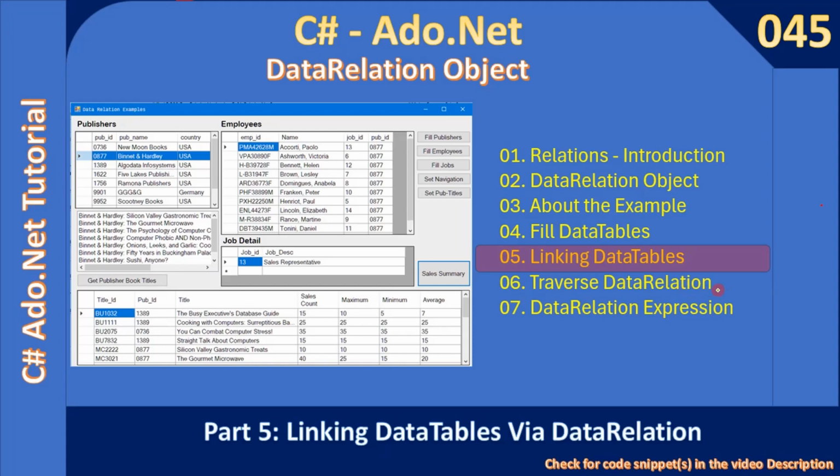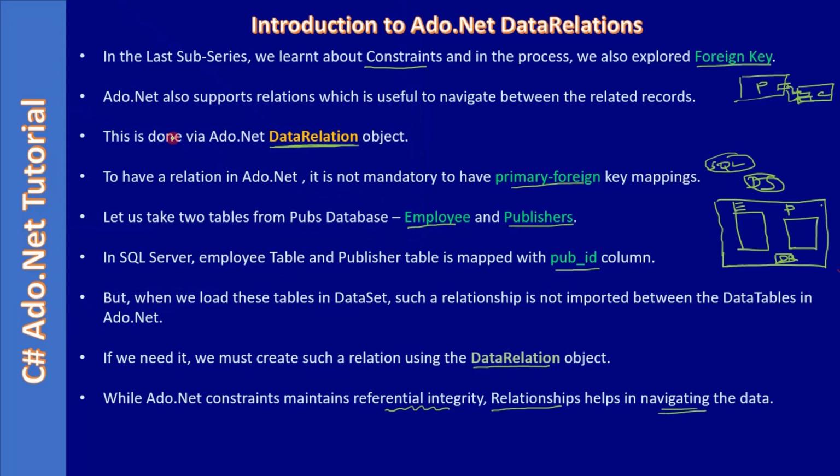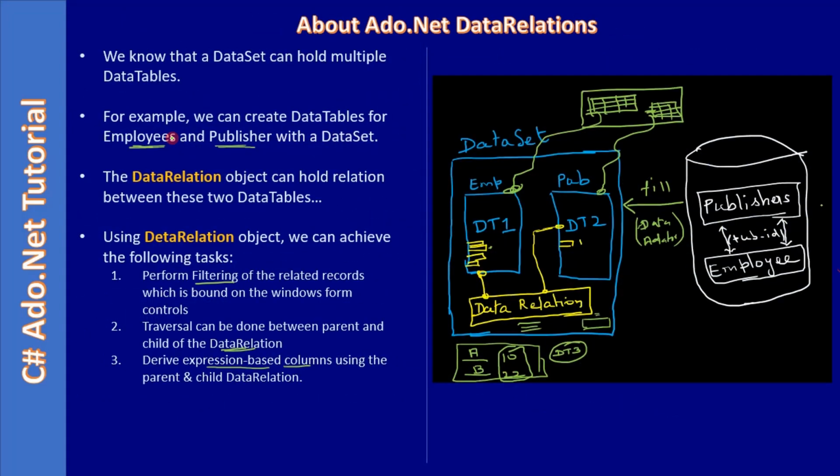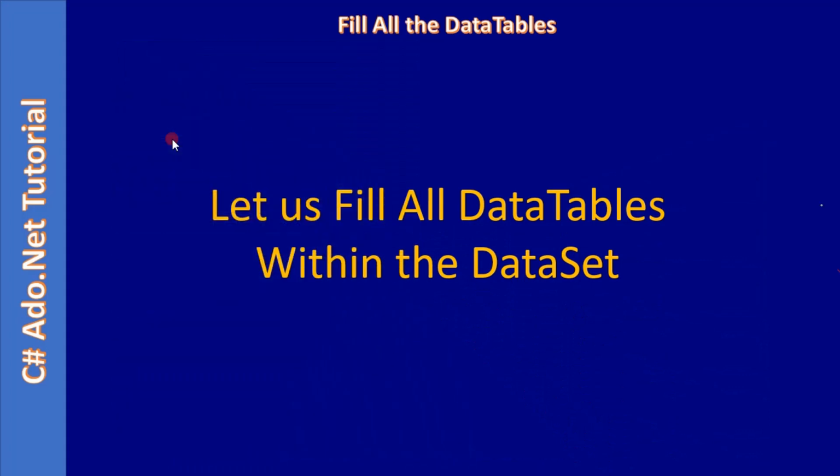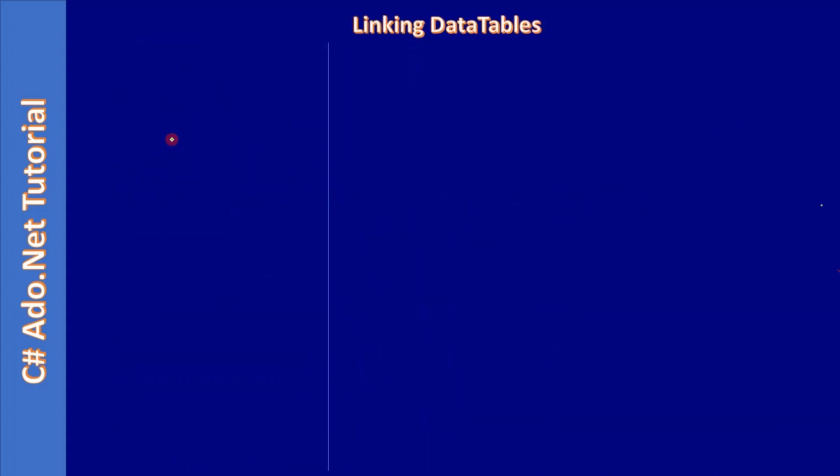In this video, we will link the data tables, publishers, employees, and job details. So in the last video, we filled the publisher, employees, and jobs data grid view using the data tables populated in the dataset.